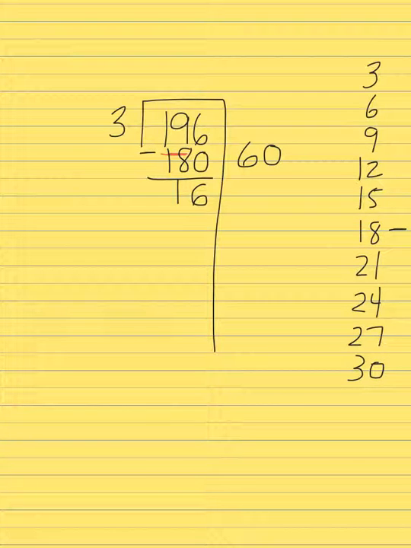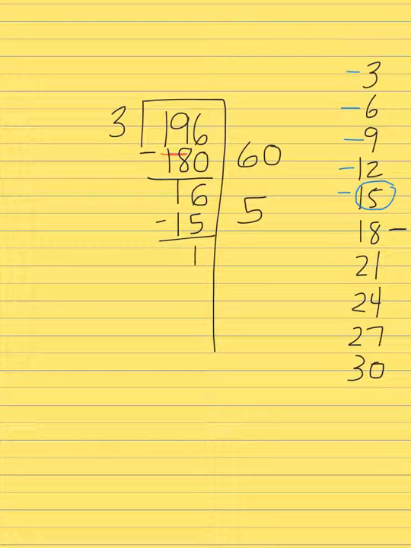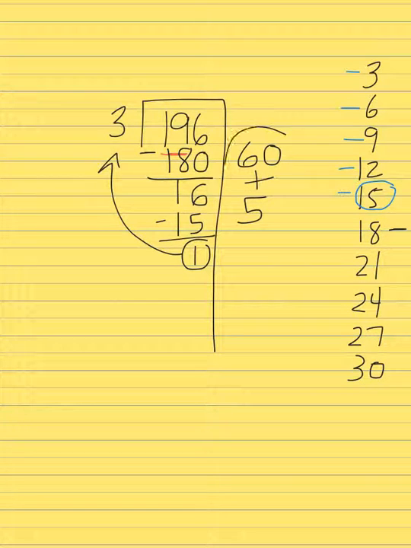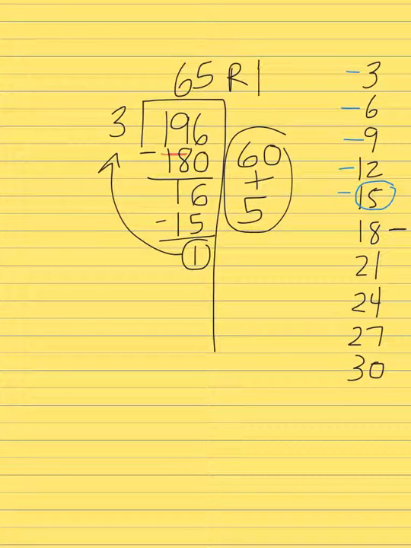Subtract. And I have 16 remaining, so again they can use that skip count list, which is helpful for a lot of struggling students, and see that I have 16, so the closest you can get to would be 15, which is 3 times 1, 2, 3, 4, 5. So 3 times 5 is 15. Subtract, you have 1 remaining. Again, it has to be less than what you're dividing by. So our quotient is 65, with a remainder of 1.